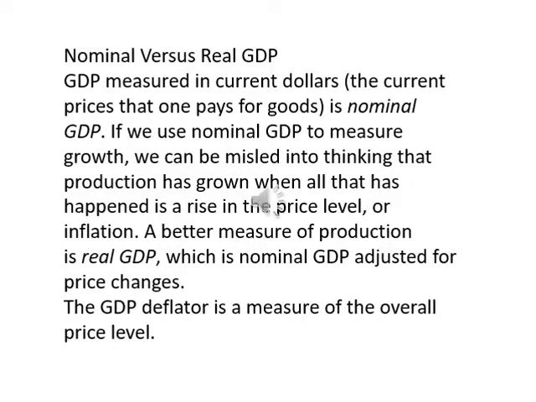Nominal versus real GDP. GDP measured in current dollars, the current prices that one pays for goods, is nominal GDP. If we use nominal GDP to measure growth, we can be misled into thinking that production has grown when all that has happened is a rise in the price level, or inflation. A better measure of production is real GDP, which is nominal GDP adjusted for price changes. The GDP deflator is a measure of the overall price level.